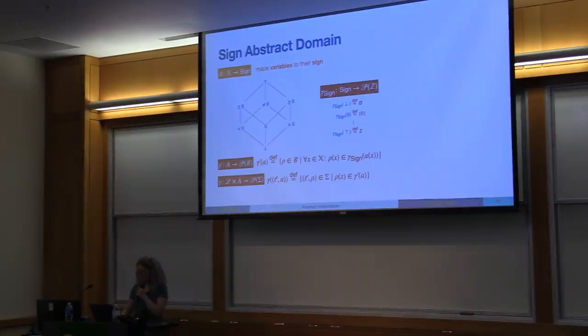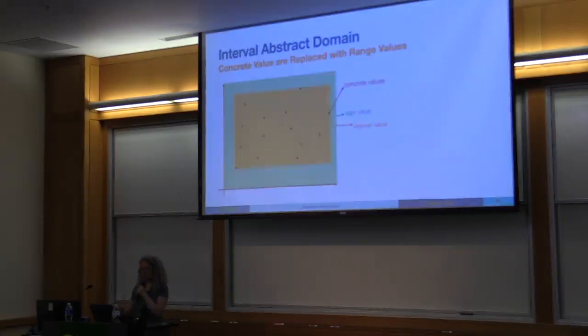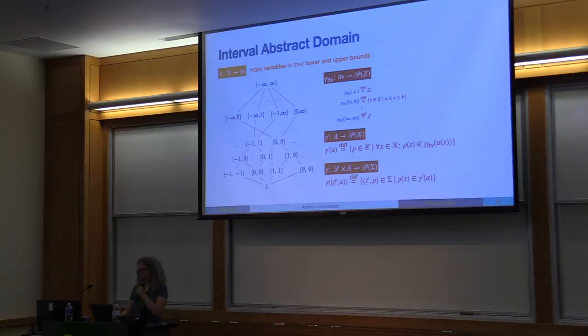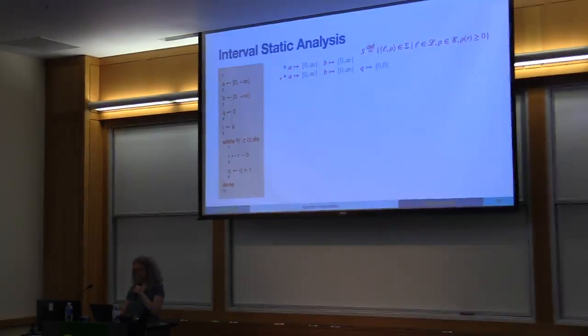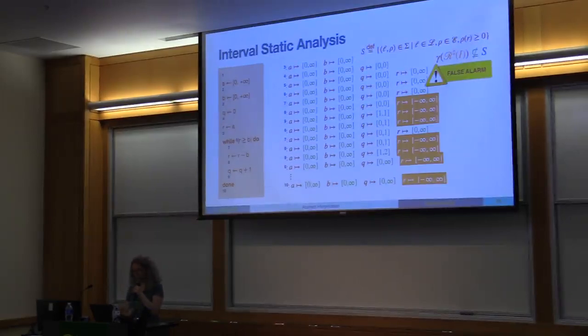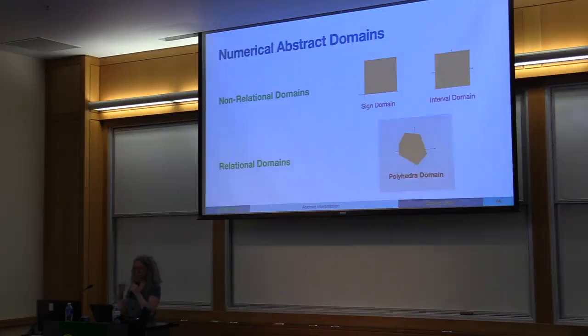Okay. The other abstraction we saw was the intervals. I also didn't show you the concretization here, but it's similar in the sense that now the intervals are mapped to the set of values within the bounds. And the rest of the concretization works in the same way. Okay, then we saw the analysis on the example. It was still not good enough to prove the property that we wanted. We still had the false alarm, and so this is where we stopped yesterday.